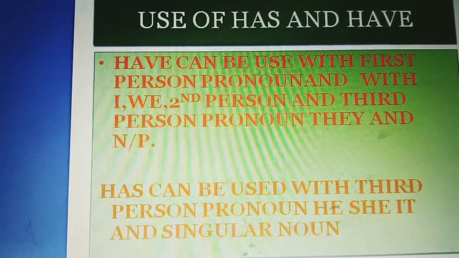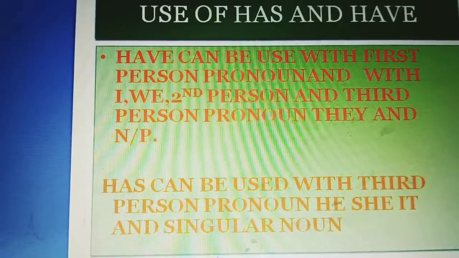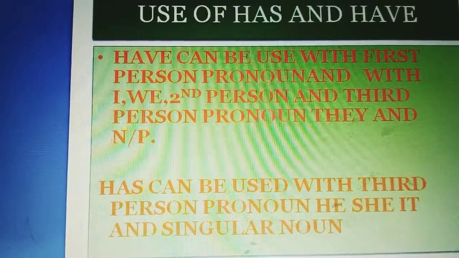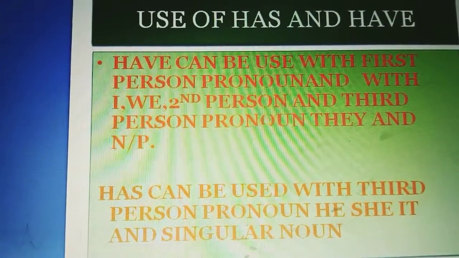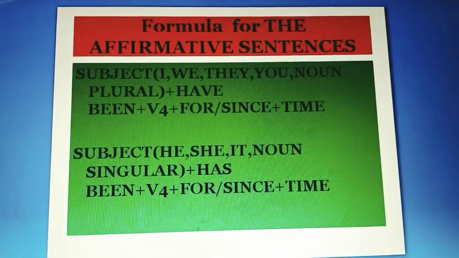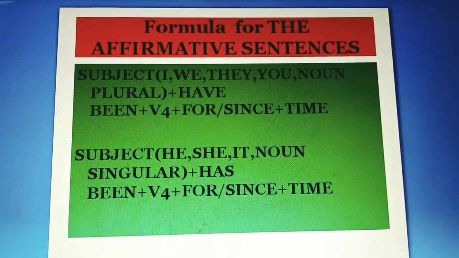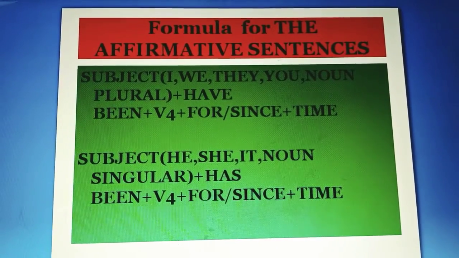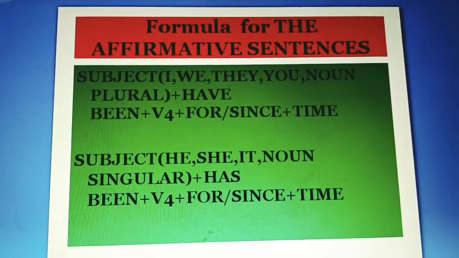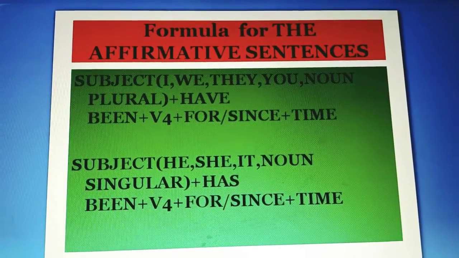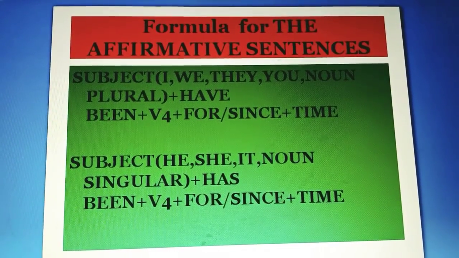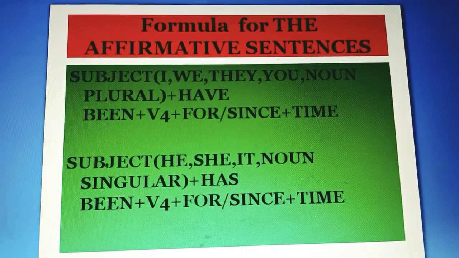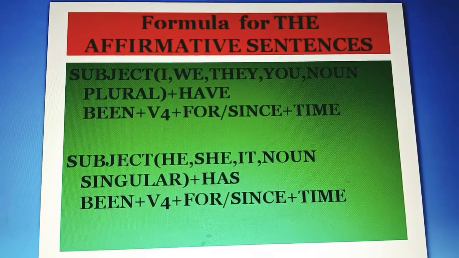And as far as concerned about the has can be used with third person pronoun he, she, it, and singular noun. Okay, so we will move forward with the help of example now with affirmative sentences. If your subject is I, we, you, they, noun plural, so you will use have been plus fourth form of the verb, then for and since plus time. Okay, you will use your for and since according to the time. And if your subject is he, she, it, noun singular, you will use has been fourth form of the verb, for and since, right? That is according to the time.